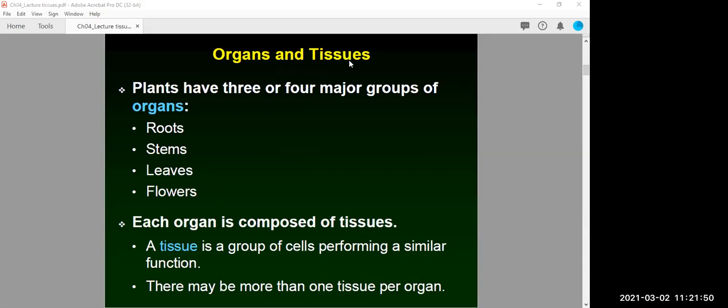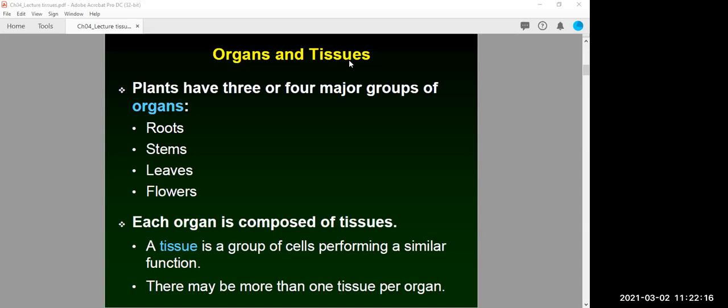Okay, so here is real similar information to what we had on the previous slides, but without the graphic. So the four major groups of organs are roots, stems, leaves, and flowers. It's organized from organs and then into tissues, because each organ is going to be made up of tissues. And the tissue is going to be a group of cells that performs a similar function.